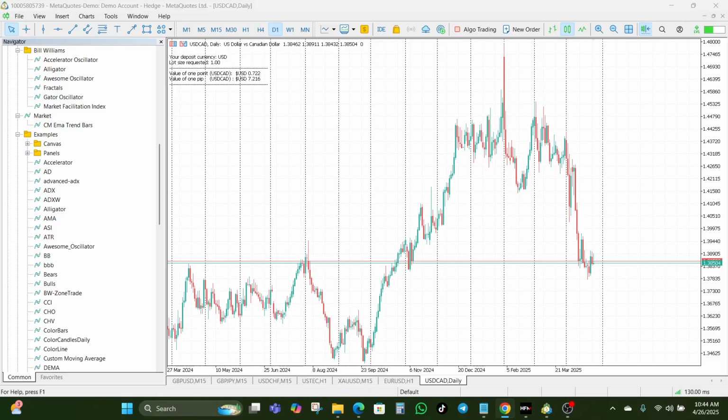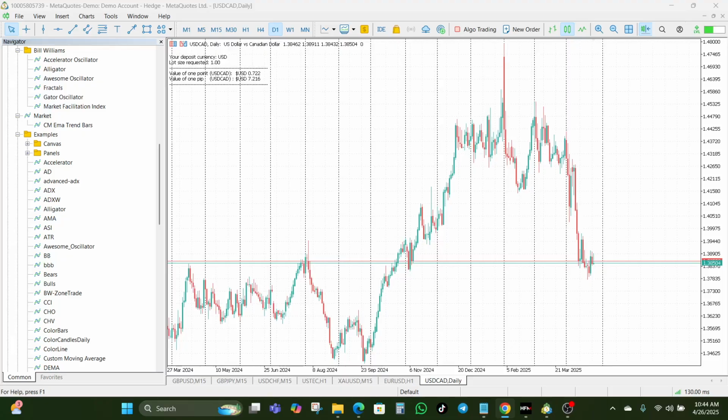In this video, we are diving into one of the best RSI indicators for MetaTrader 4 and MetaTrader 5. If you have ever struggled with catching major reversals, you're definitely going to want to stick around for this one.